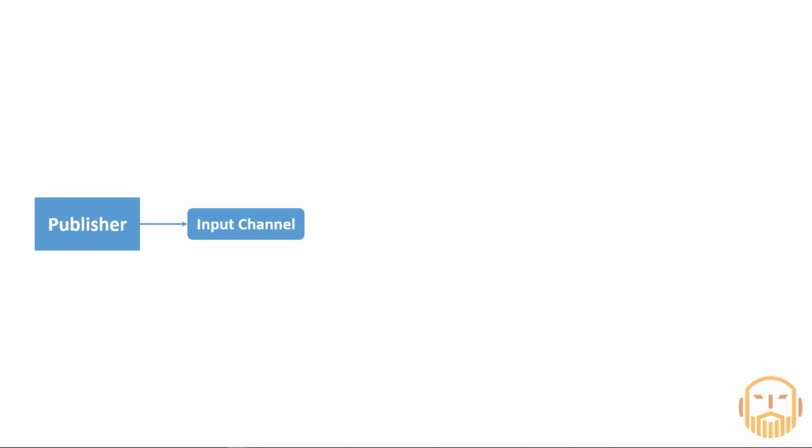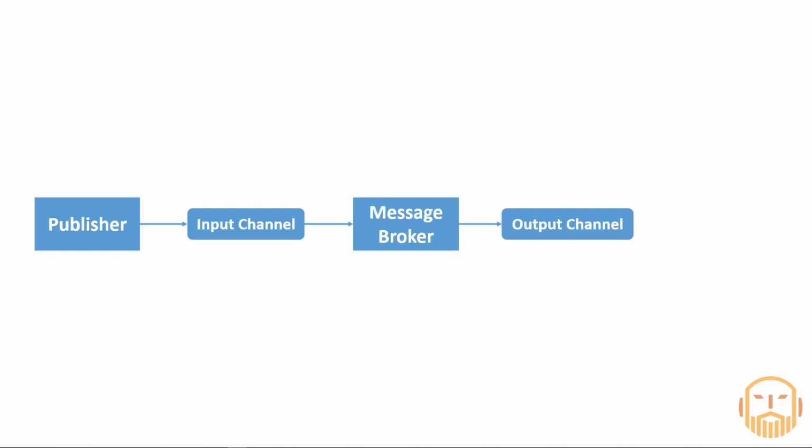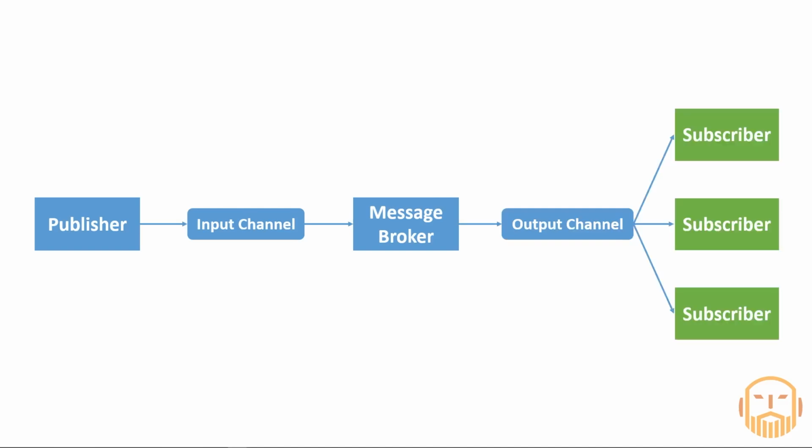So let's take a look at a diagram that explains the pattern in a bit more detail, although to be honest with you, it's pretty straightforward. We start with our publisher, and our publisher publishes messages onto an input channel, which belongs to the message broker. The message broker takes those messages on the input channel and puts them onto an output channel that the subscribers can then receive those messages from. So we're basically building this out today.